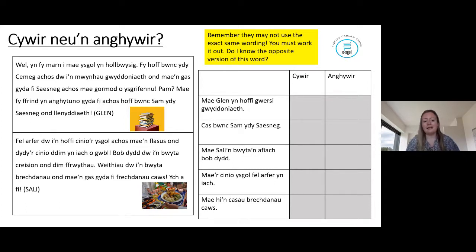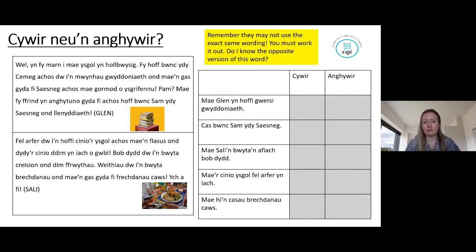Okay, then you've got Sally, who says, fel arfer, usually, dwi'n hoffi ysgol, achos mae'n flasus, ond dydy'r cinio ddim yn iach o gwbl. So I like the school dinners because they're tasty, but they're ddim yn iach.